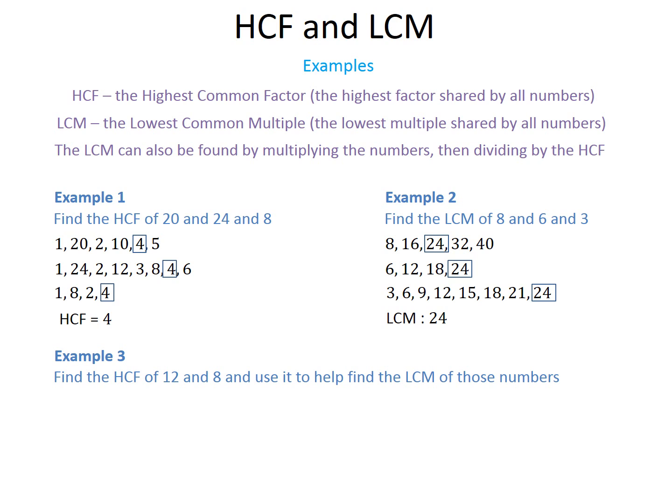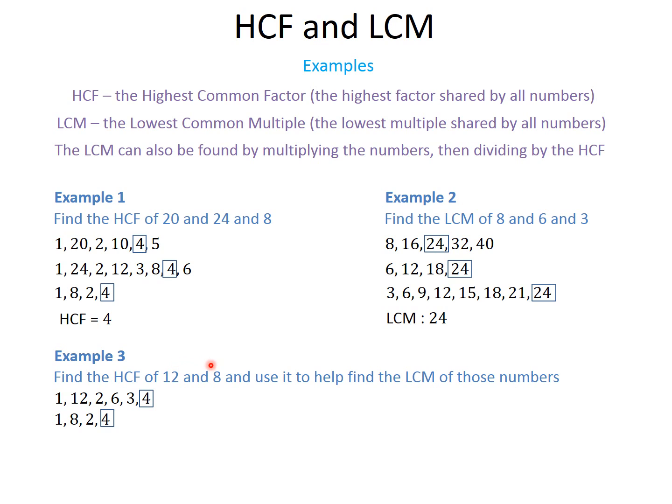And let's look for the highest common factor of 12 and 8. And then we're going to use it to help find the lowest common multiple. So it's telling us how we have to find it here. So we're going to find the highest common factor of 12 and 8 to start with. So list all our factors of 12 and all our factors of 8. And then using the usual method, what's the highest one on both lists? It's 4.